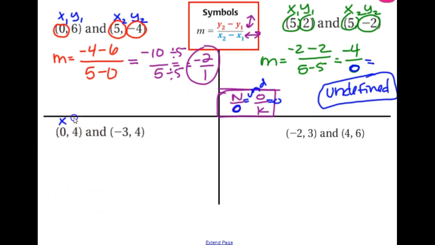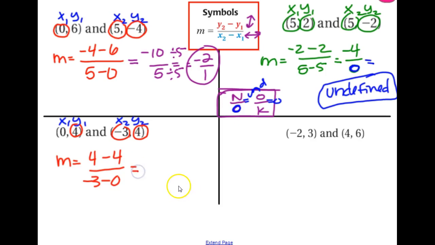Then, same thing here. Label our points, x, y, first point, second point, and we're going to plug them in. It says y2 minus y1, so 4 minus y1, which is also 4. And then on the bottom, x2, which is negative 3, minus x1, which is 0. Well, 4 minus 4 is 0. Negative 3 minus nothing is still negative 3. So this one on our poster is okay, so our slope is just 0. Anything divided by 0 is 0.